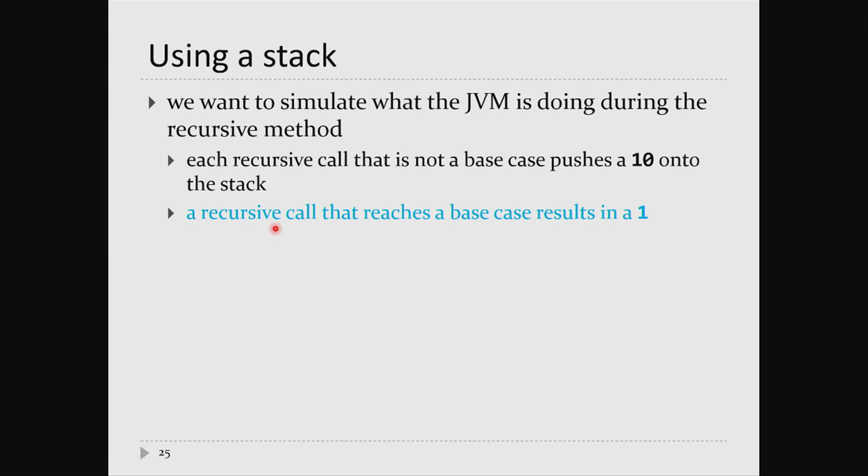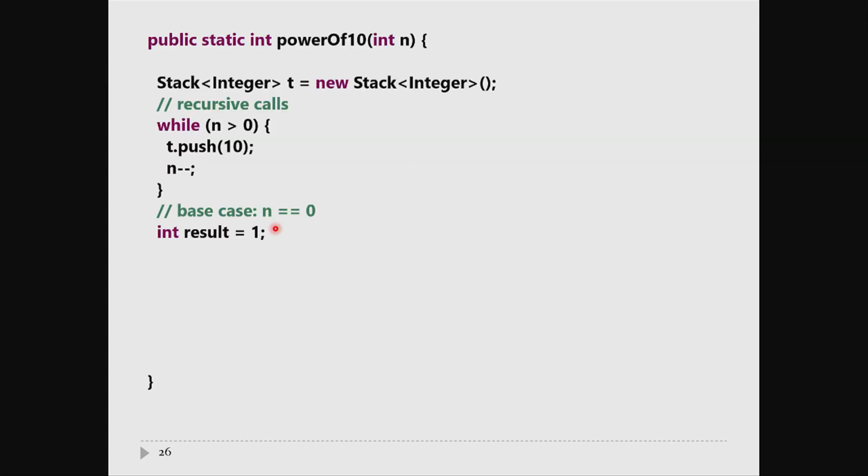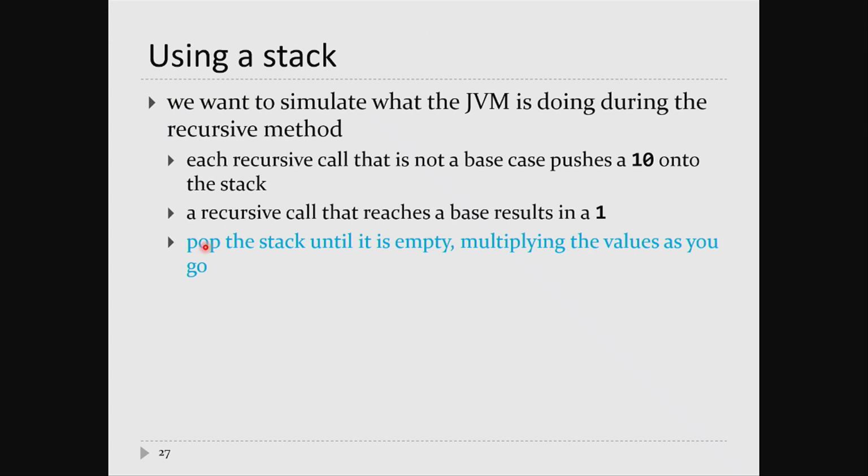Now, the recursive call that reaches a base case results in a 1. So when you reach the base case, you start multiplying the answer by 1. So there's your base case. The result's going to be 1. Now I just unwind the stack.